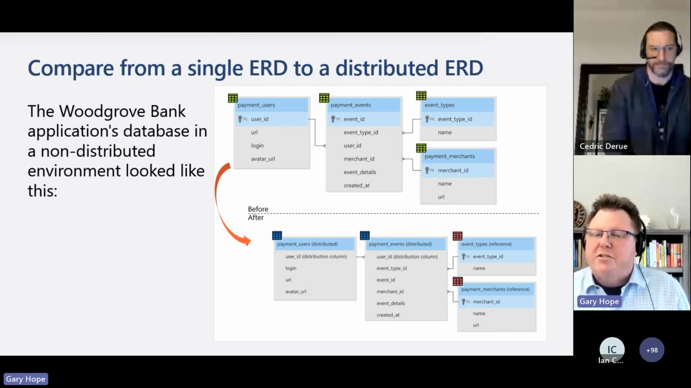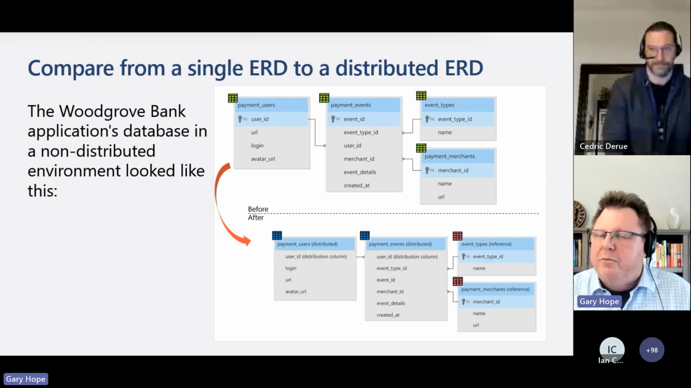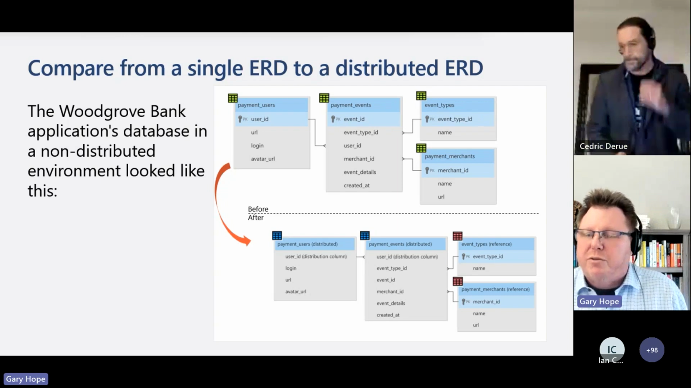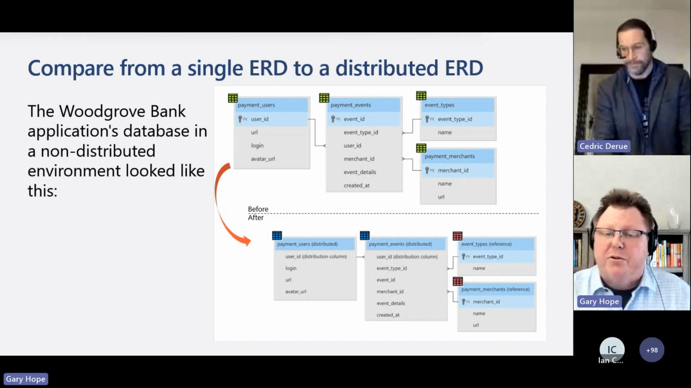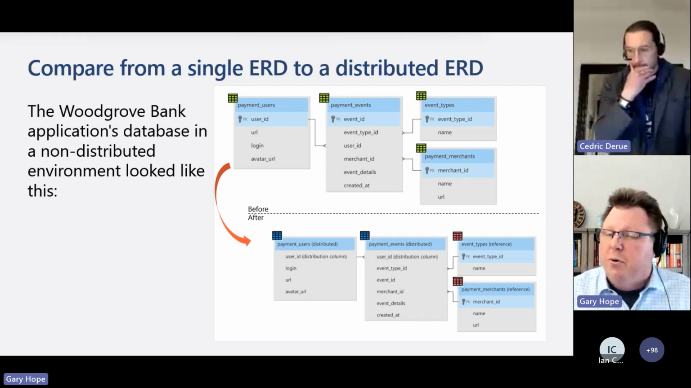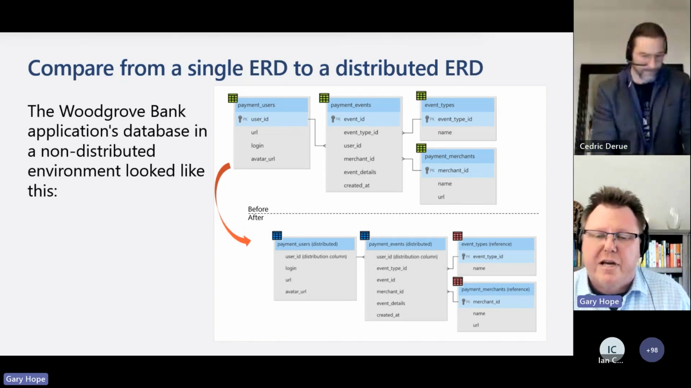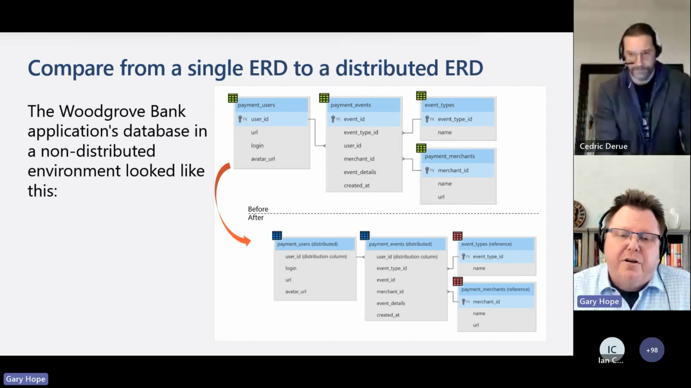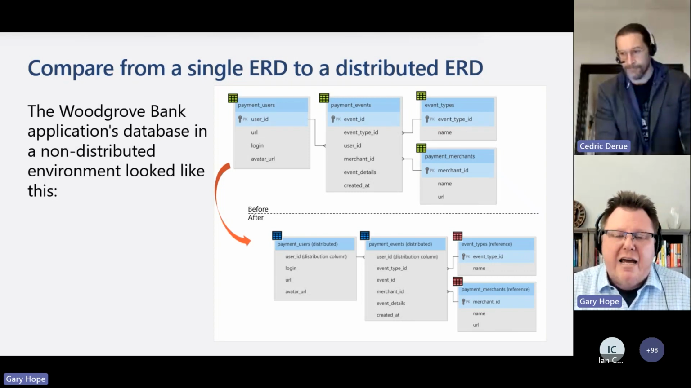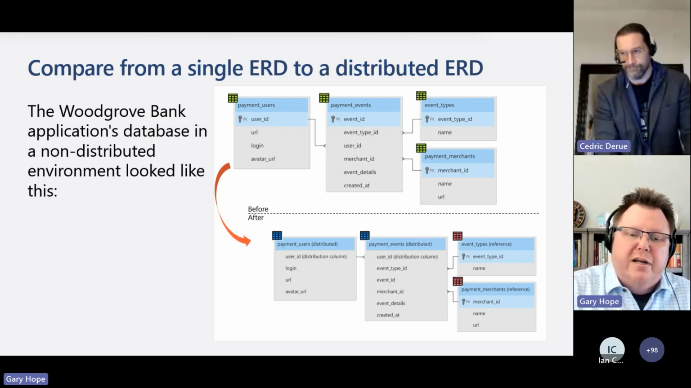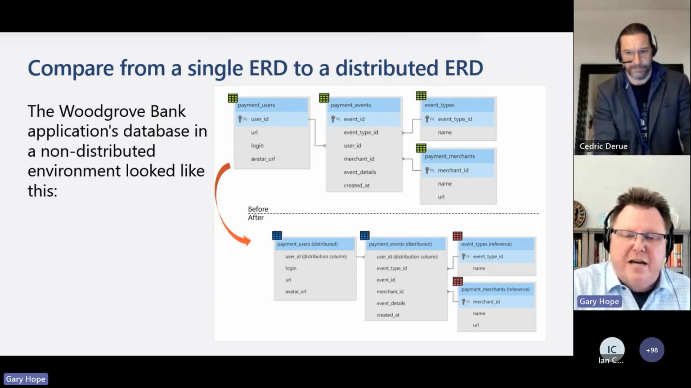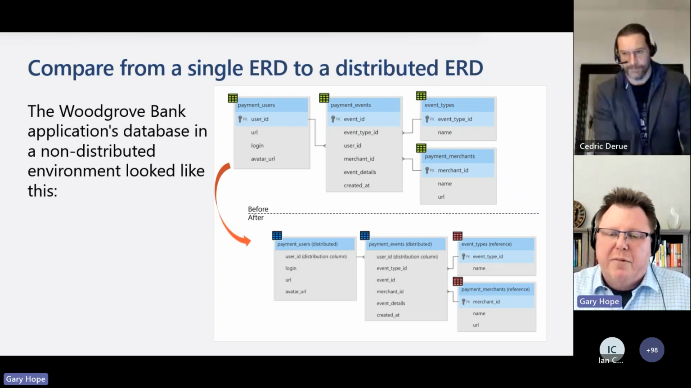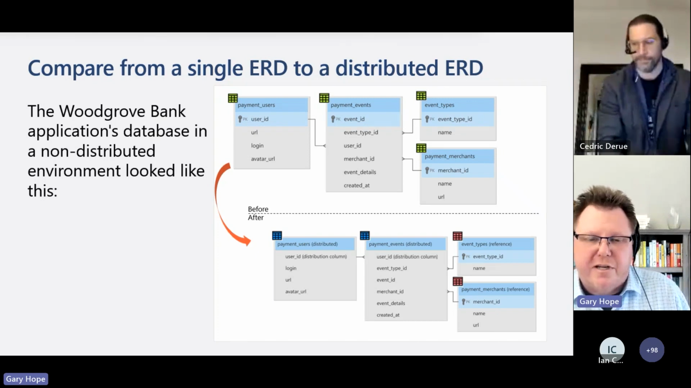If the merchants table is distributed and the user ID isn't part of the merchants table, the foreign key relationship between events and merchants would need to be removed. It'll no longer be enforceable. However, the developers at Woodgrove Bank realized that the merchant table is small and decided to make it a reference table as well. With that, the foreign key relationship can then stay, and the result is a relationship between a distributed table and a reference table. The events table is a distributed table, and the merchants table now becomes a reference table.